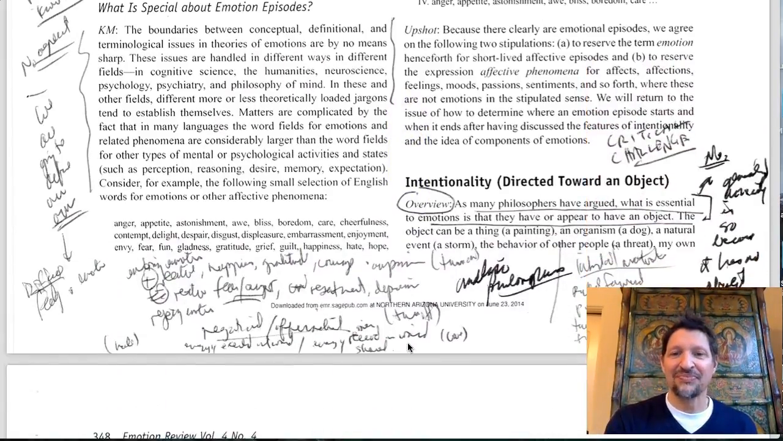So here we go. Here's another one that drove me crazy. I said, no. It says, as many philosophers have argued, intentionality: what is essential to emotions is that they have or appear to have an object. And I'm like, no, they don't. Generalized, and this is my messy scrawl over here, generalized anxiety does not have an object. That's why it's an emotion.